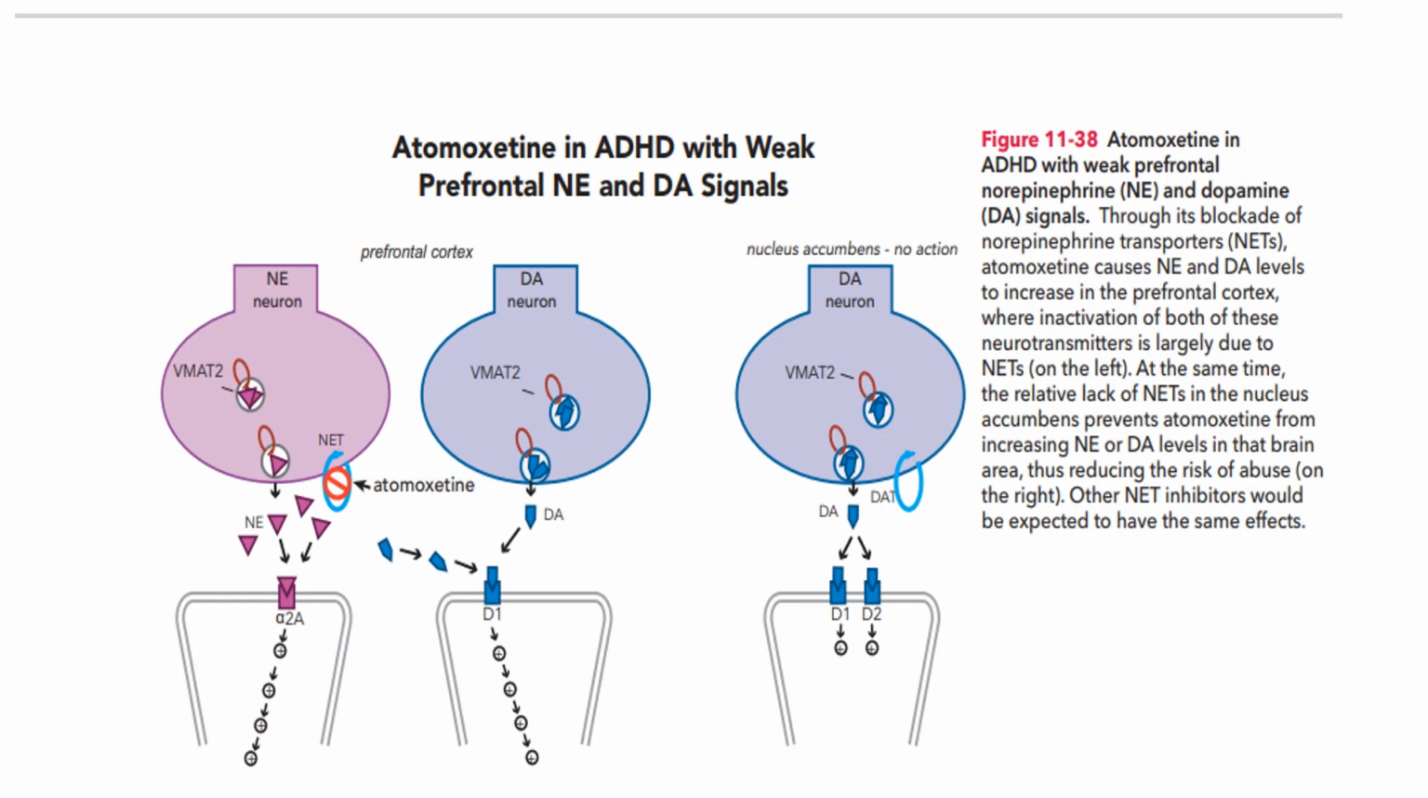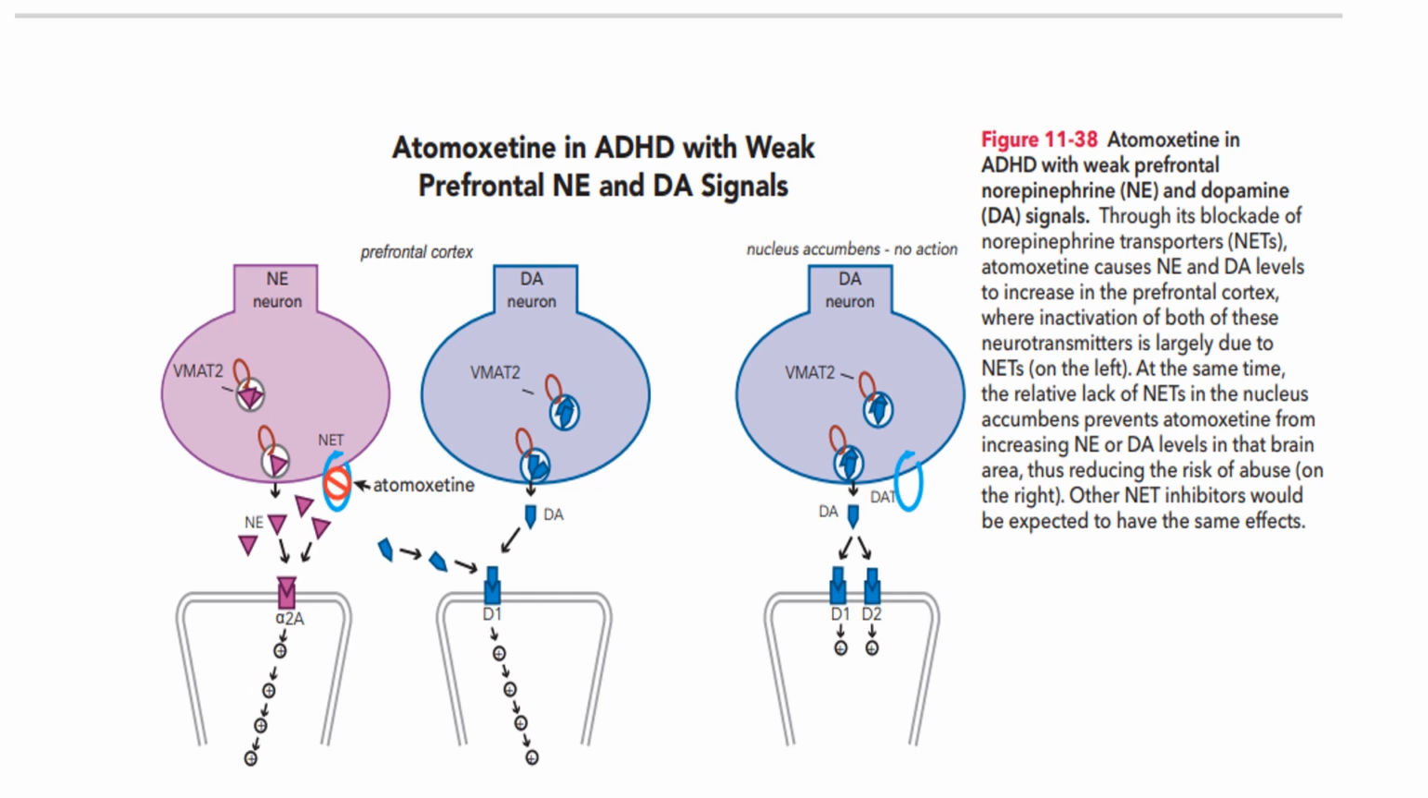Atomoxetine in ADHD with weak prefrontal cortex norepinephrine-dopamine signaling. Again, the same cycle: decreased dopamine, decreased norepinephrine, atomoxetine again to increase the level of dopamine and norepinephrine in the prefrontal cortex. Through its blockade of norepinephrine transporters, atomoxetine causes norepinephrine and dopamine levels to increase in the prefrontal cortex, where inactivation of both of these neurotransmitters is largely due to norepinephrine transporters.